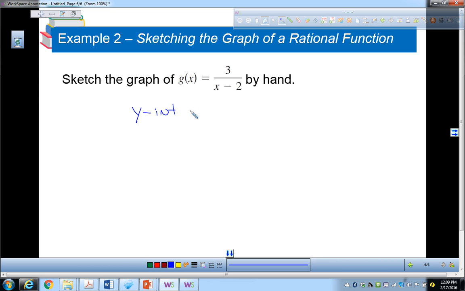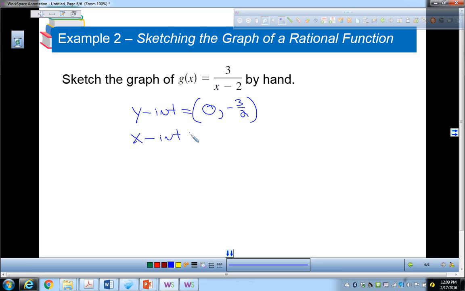Then I want to find the y-intercept, right? Who can tell me what the y-intercept is? How do I find the y? You plug in 0 for x, and you get out negative 3 over 2. Okay? Yeah, but you don't have to graph everything exactly.